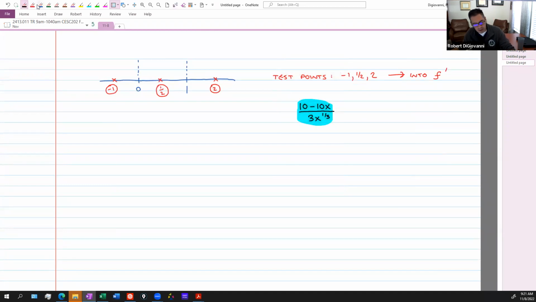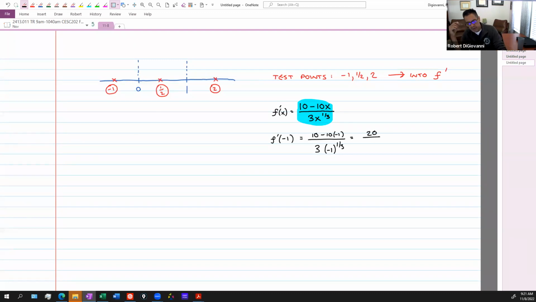So let me write this down here. This right here is my derivative. So let's plug in some numbers. If I plug in -1, I'm going to get on top 10 minus 10 times -1, all over 3 times (-1) to the 1/3 power. On the top, this is 20, right? That turns out to be 10 plus 10.